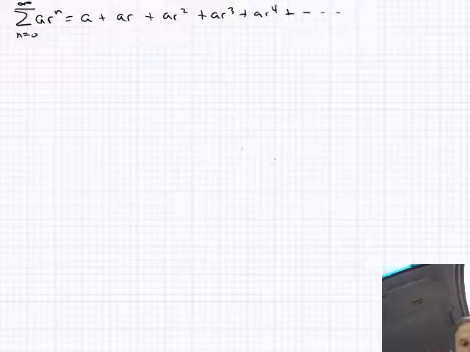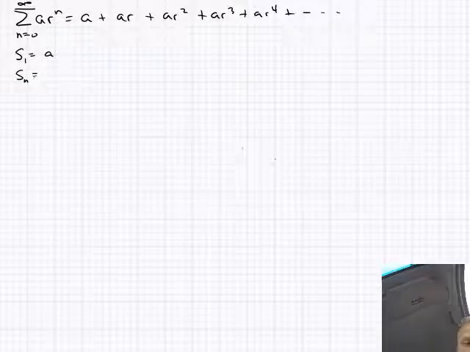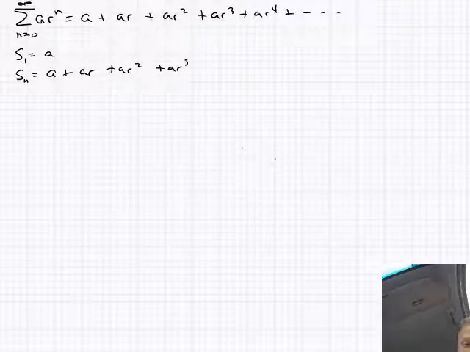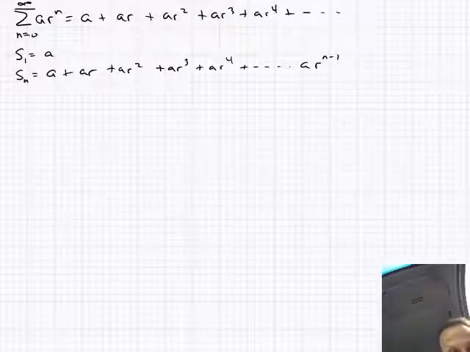Okay? And let's look at some partial sums. So let's look at, say, the first partial sum, which would be a. Let's look more specifically at the nth partial sum, which would be a plus ar plus ar squared plus ar cubed plus ar to the fourth. Keep going all the way up to ar to the n minus 1. Okay?